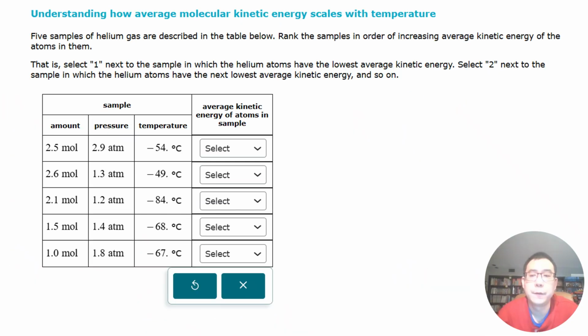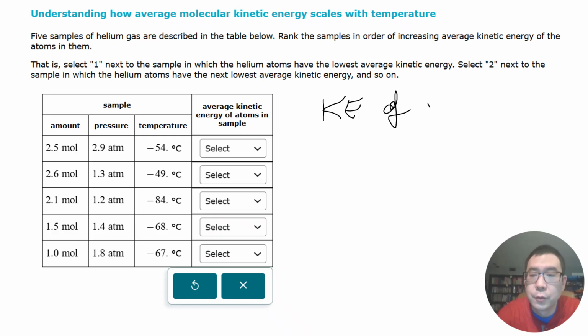Okay, so let's do our first ALEKS problem here. It says 5 samples of helium gas are described in the table below. Rank the samples in order of increasing average kinetic energy of their atoms. So 1 is the lowest, 2 is the next, and then all the way up to 5, which is the highest. Now, what did I just tell you? I just told you kinetic energy of gas molecules depends only on what?